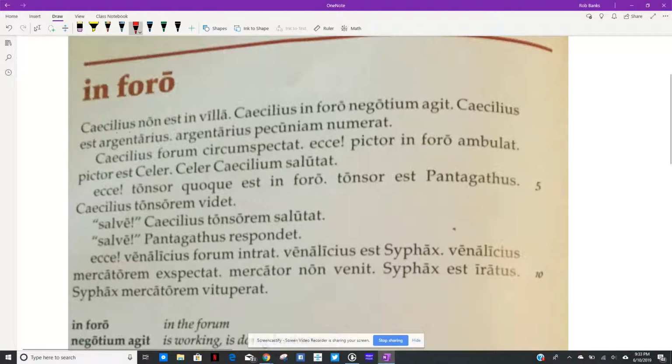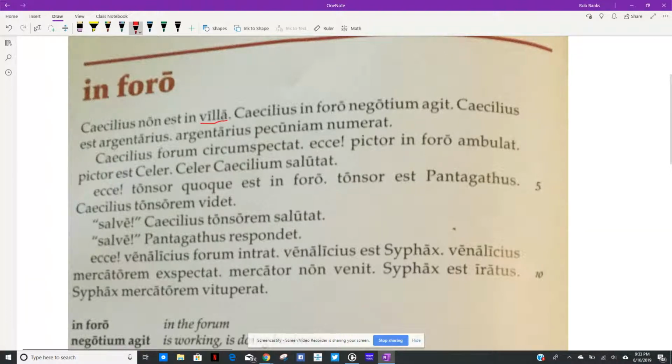So, Caecilius non est in villa. Right? Any first declension nouns there? Actually, villa is. So I'll underline that. This is a case you haven't learned yet, but it does end in A, right? We saw the first declension nominative singular ends in A. This is a long A. And the accusative is am. So first declension loves the letter A. So that technically is a first declension.